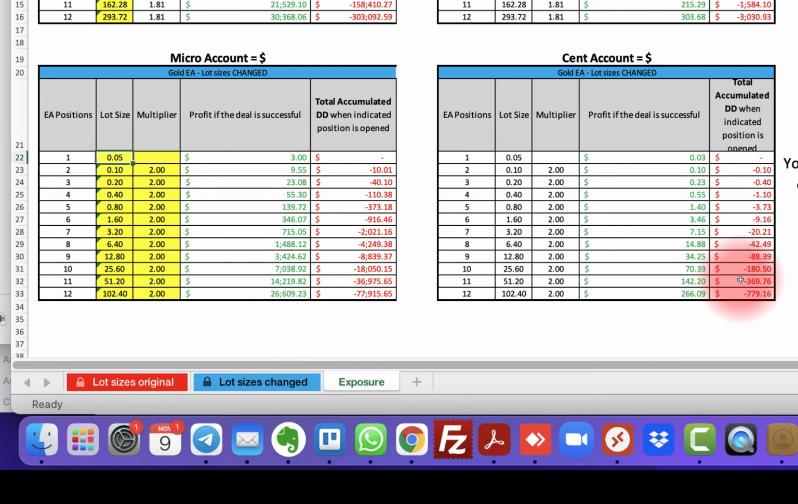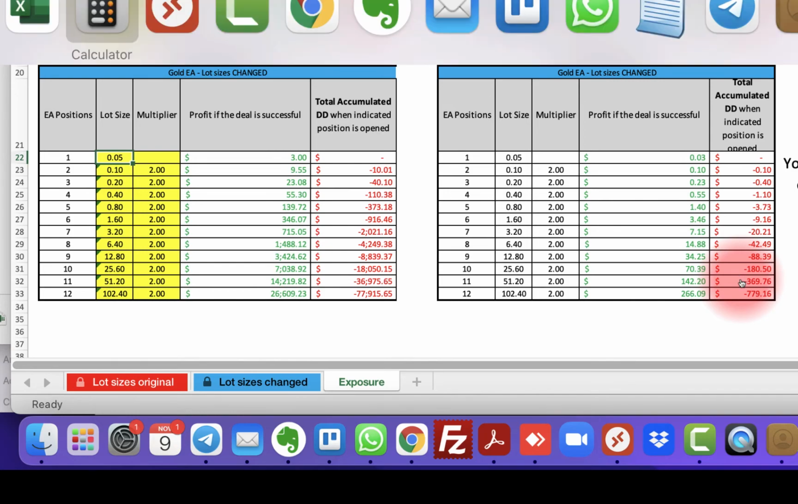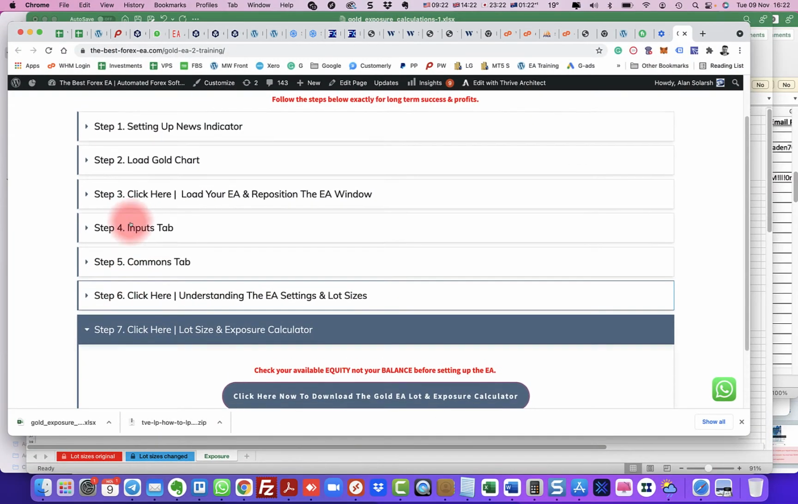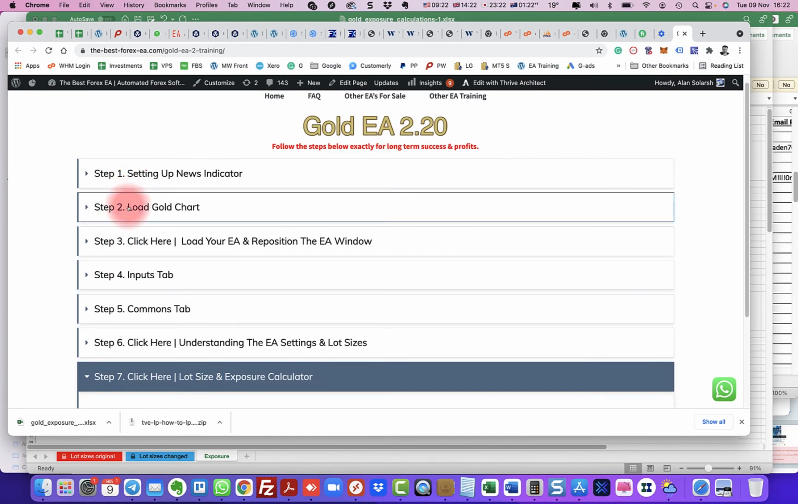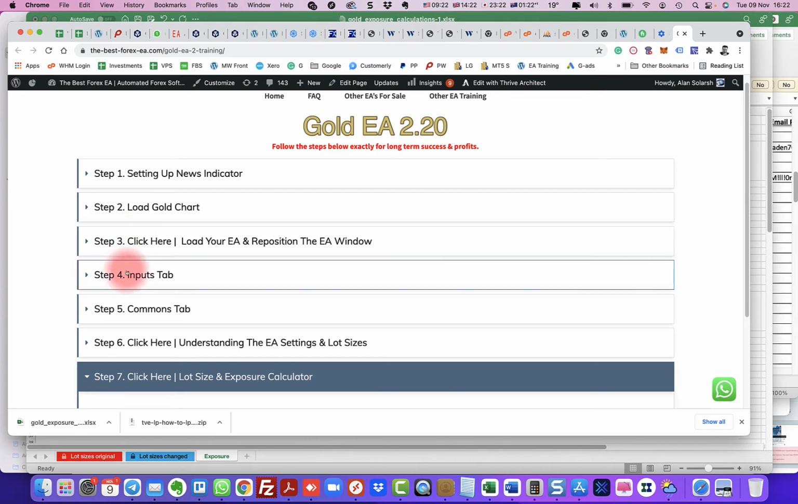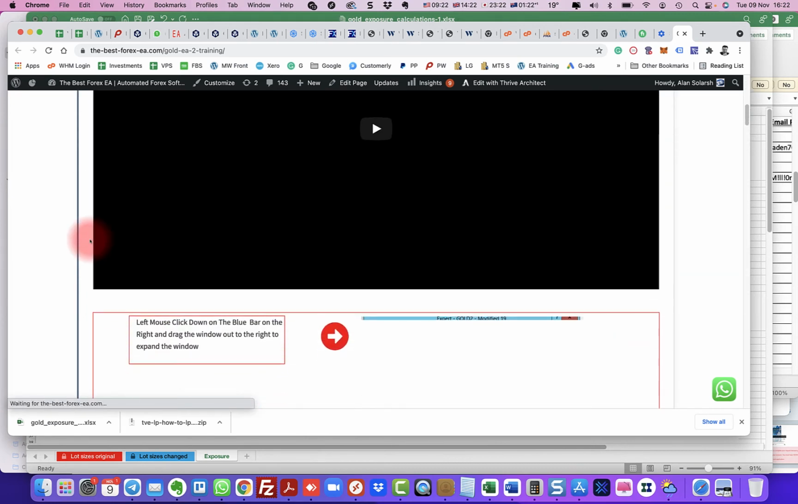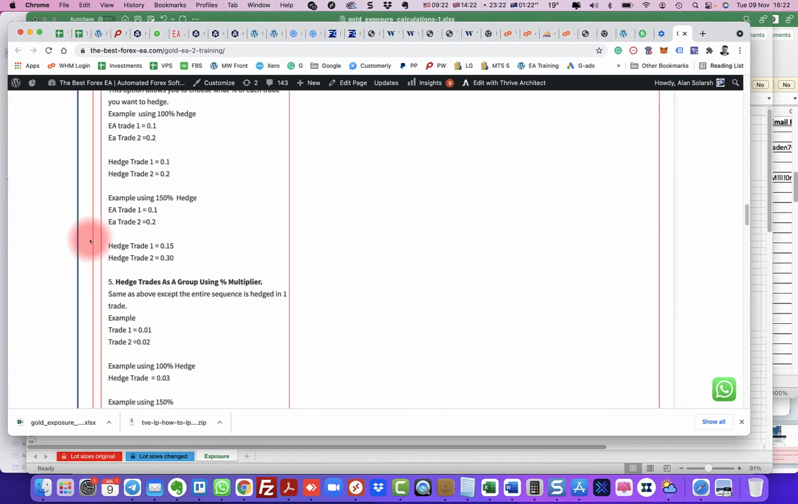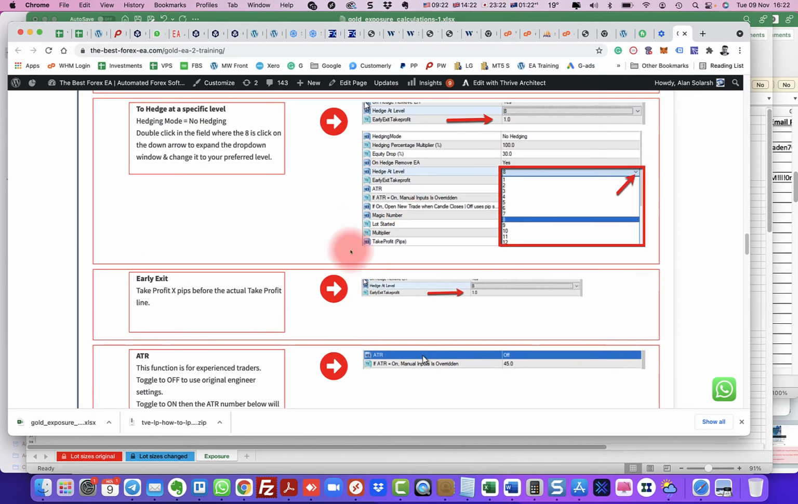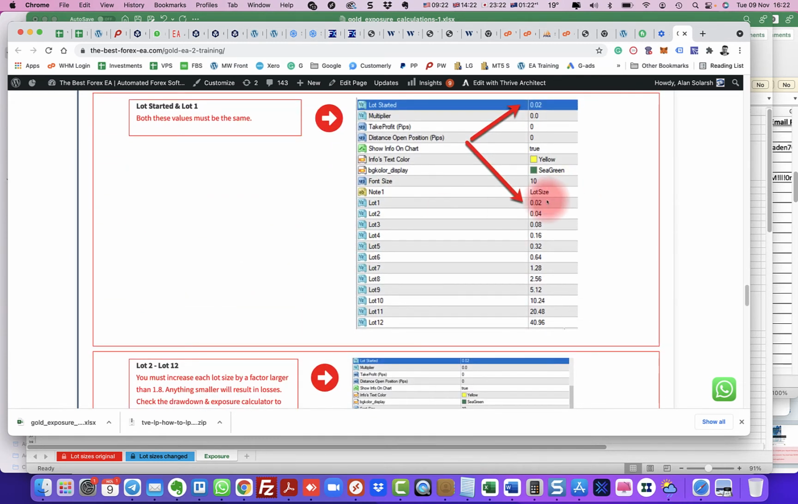Okay, so on the training website, under the settings, the inputs tab, over here, it tells you where you can put your lot sizes. Okay, let's just go down there. Here are your lot sizes that you're going to be doing. So this is your level 1, and this is your level 1 here, and they need to be exact. This is your level 2.